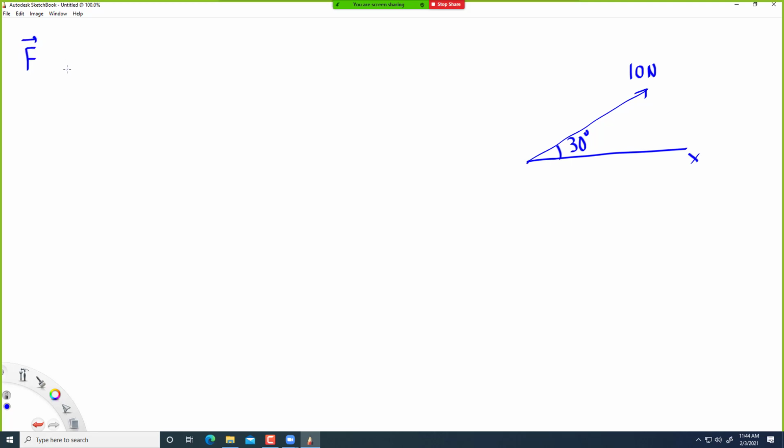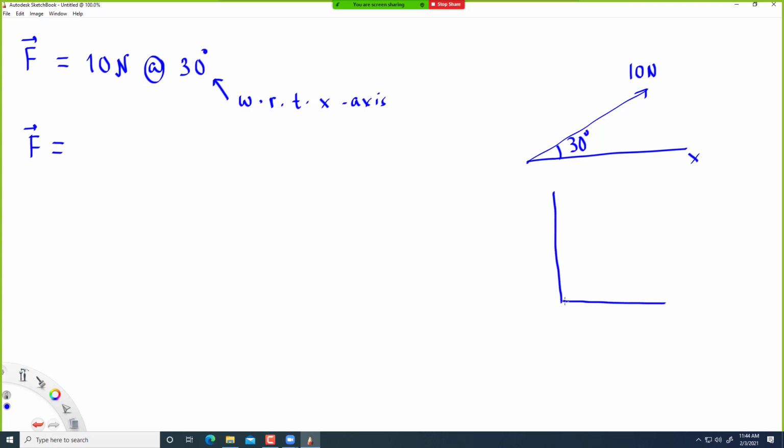The first way is you can say I applied 10 Newton at 30 degrees. Usually this angle is measured with respect to the x-axis. Whenever you say 30 degrees, it's with respect to the x-axis. That's one way. Another very important way is in terms of unit vectors.